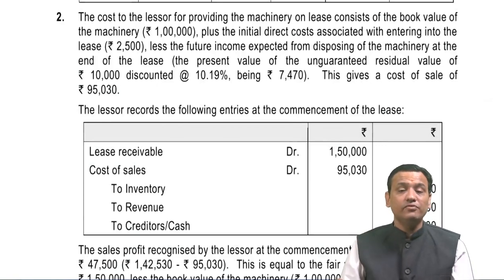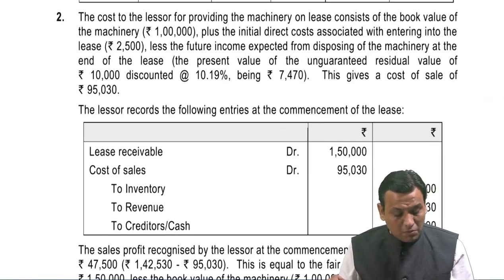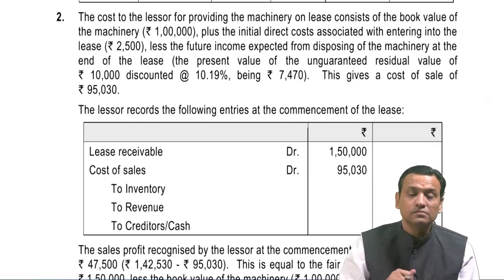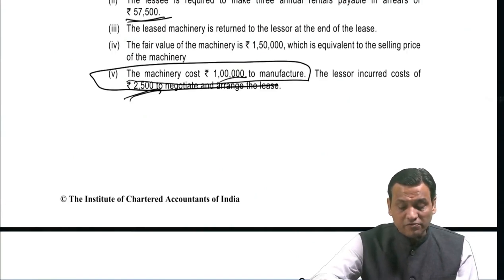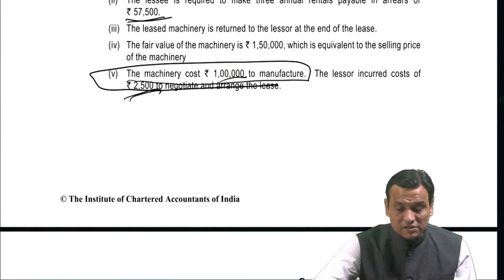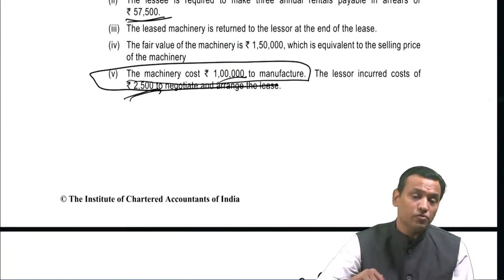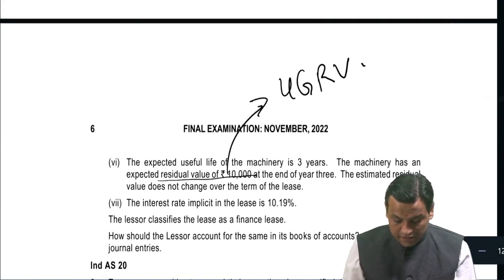I have to receive lease rentals. What are the amounts of lease rental that we will be receiving over a period of time? How much amount I will be receiving, plus the UGRV. So it is nothing but 57,500, this is the amount, plus the UGRV 10,000. But of course, that should be discounted using our discount rate, which is 10.19.